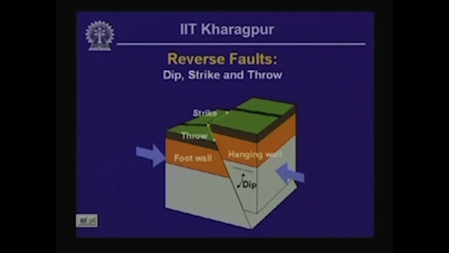Now, the throw of the fault and the strike of the fault are also indicated on the figure, and so is the dip of this particular fault. If a reverse fault becomes a very shallow angle fault, in that case the fault is called a thrust fault. So, thrust fault is a type of reverse fault in which the dip is very small.